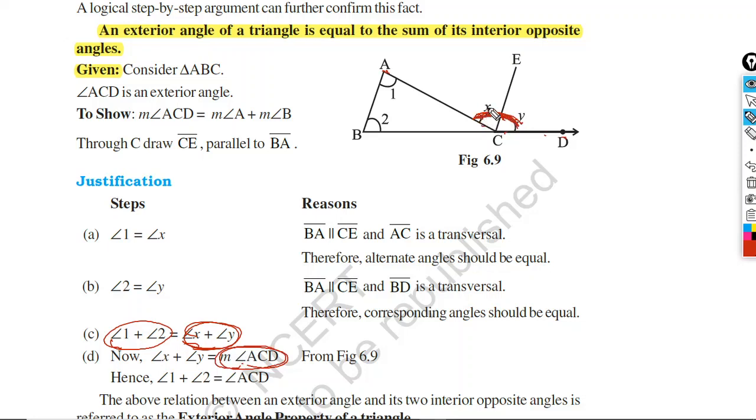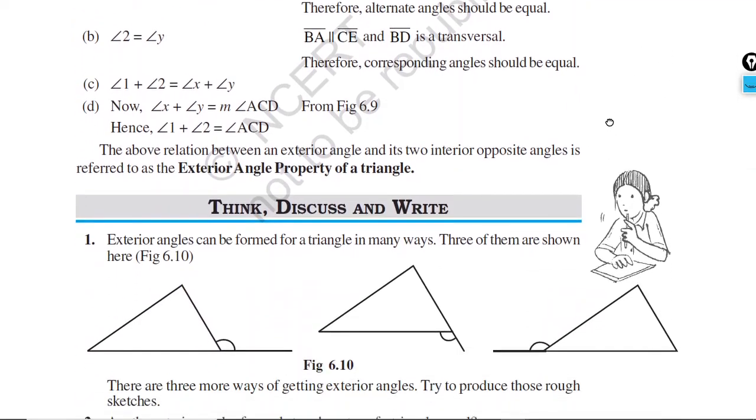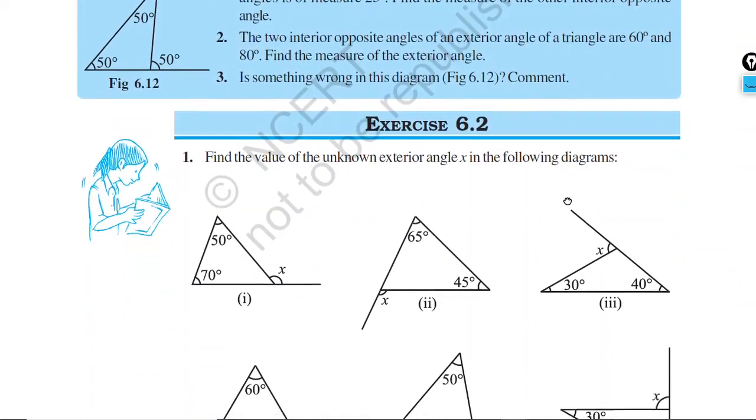So the exterior angle is equal to angle 1 plus angle 2. Now angle 1 and angle 2 are what type of angles? They are interior opposite angles, isn't it? So we have proved that an exterior angle of a triangle is equal to the sum of the interior opposite angles. So this is a property. Now using this property we will try some problems in your exercise 6.2.